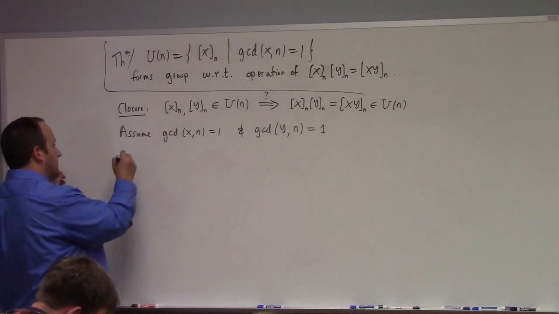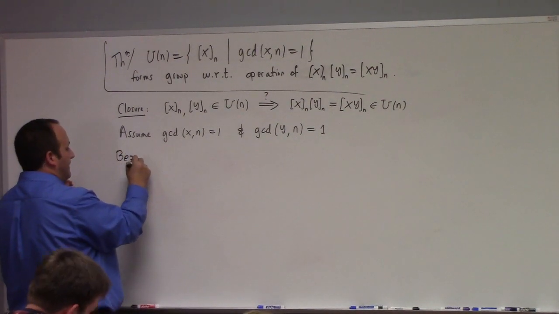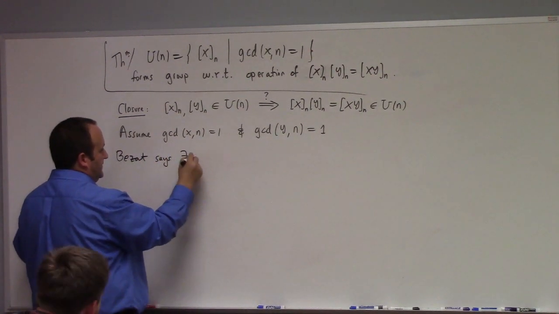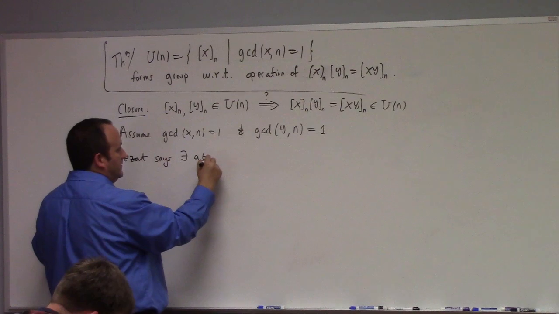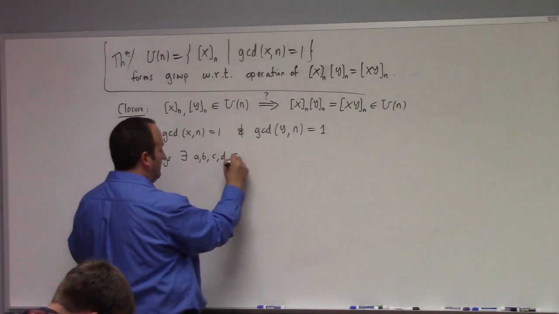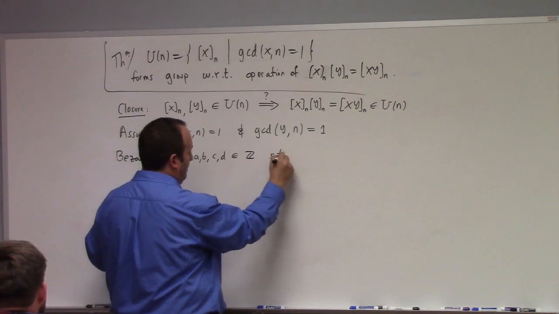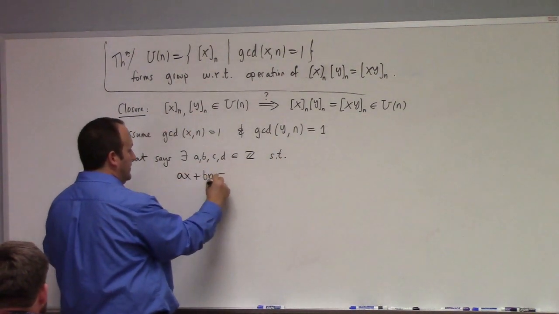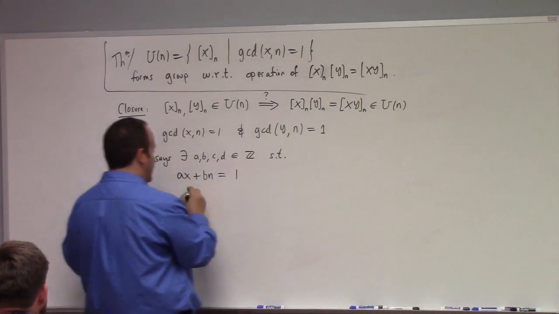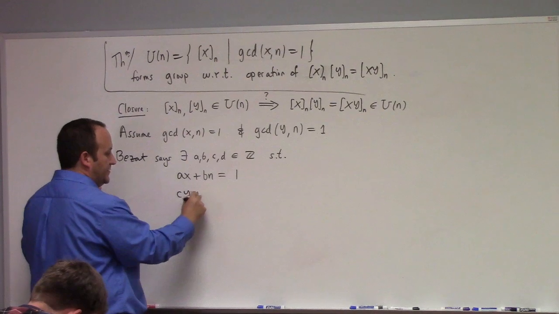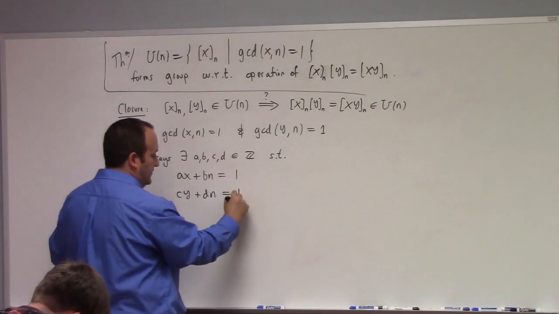So what does this theorem say here? It says there exist, let's say a, b, c, and d, haven't used those letters yet, right? Integers such that what? ax plus bn equals 1. And what else? cy plus dn equals 1.